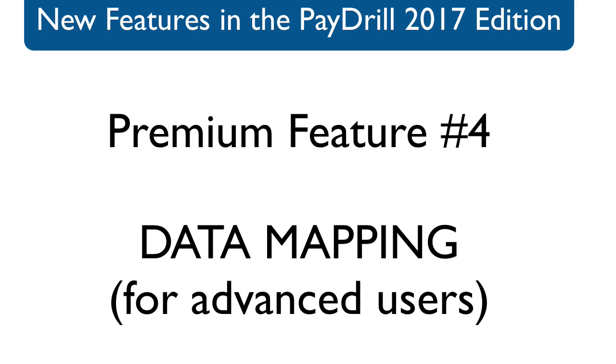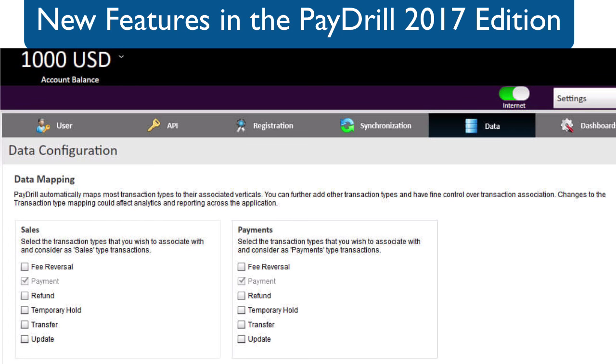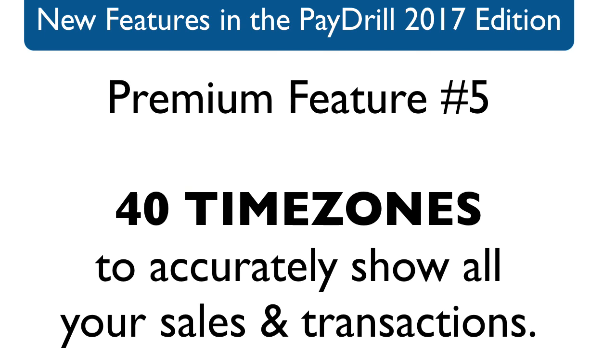Now, for advanced users, we've added data mapping. So now you can map different transaction types in different ways, and that will allow you to see more transactions across every single dashboard. We've also added support for 40 different time zones. So now you will be able to see exact transactions in your time zone and how the sales and transactions have happened over every single day or month or year.